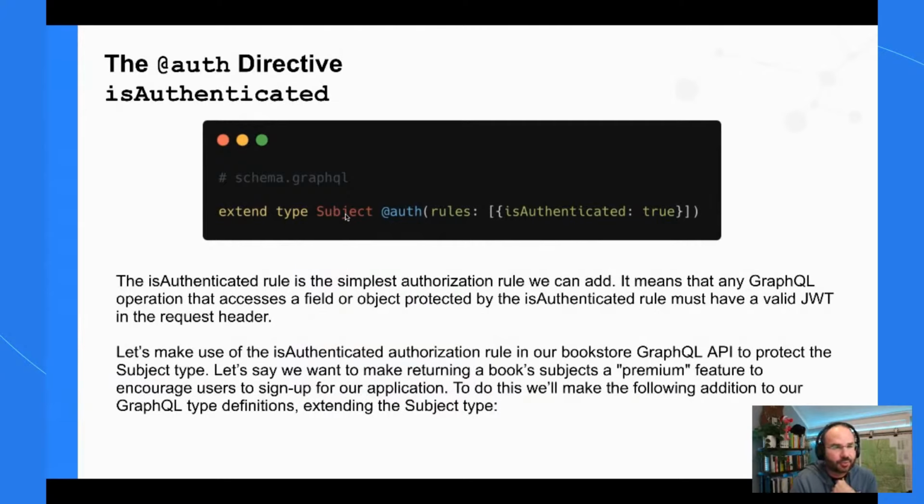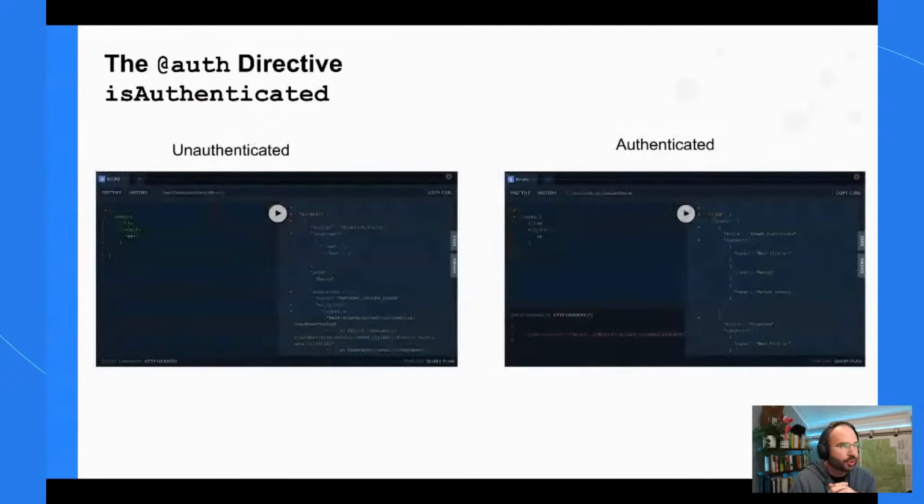So imagine we have a basic search page for books, and you can search for basic information. If you want to see like the subject, the topics of the book, well, then you need to sign into my application to see that as like a premium feature. So this is what it looks like if I request a field that I need to be authenticated to see. I get an error.